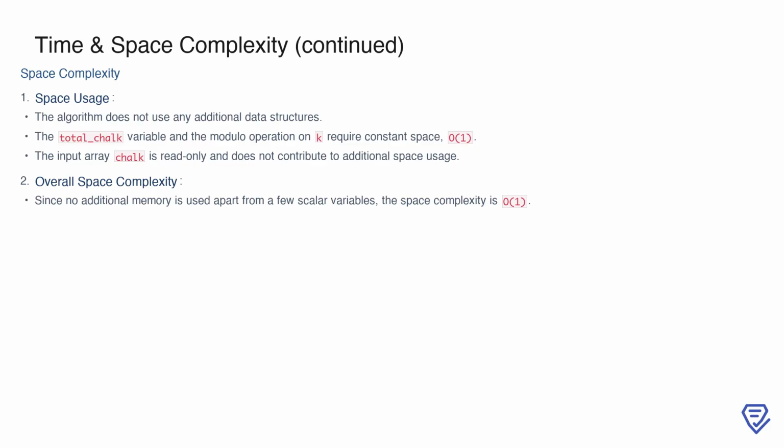Now let's examine the space complexity. The algorithm is very efficient in terms of memory usage because it does not rely on additional data structures. We use a few scalar variables, such as total_chalk and the reduced value of k, both of which require constant space. The input array chalk is read-only and does not contribute to additional memory usage. Since no other data structures are created, the overall space complexity is O(1), meaning the solution uses a constant amount of additional space regardless of the size of the input.